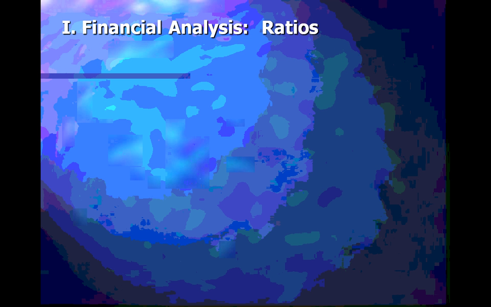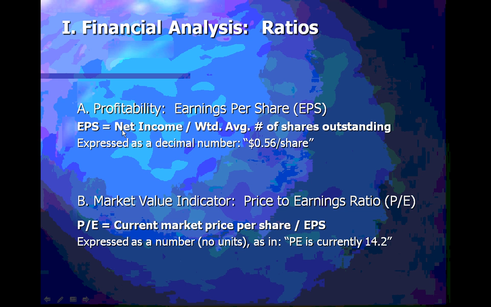So last week's material here, we covered the earnings per share, which is a profitability metric, simply net income divided by number of shares outstanding. It's always expressed as a dollars per share number.